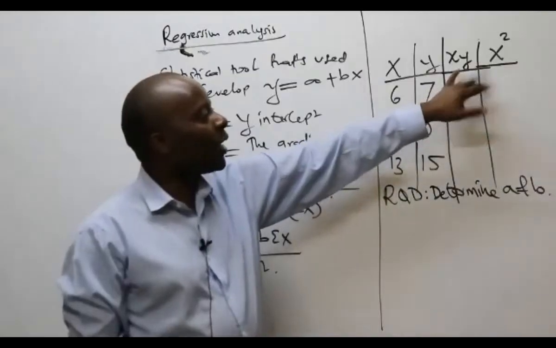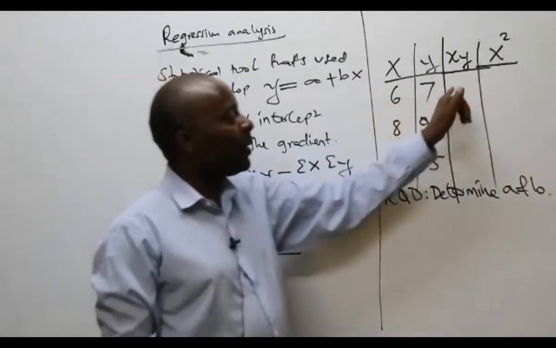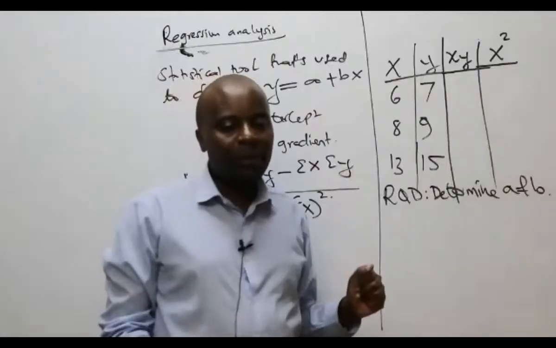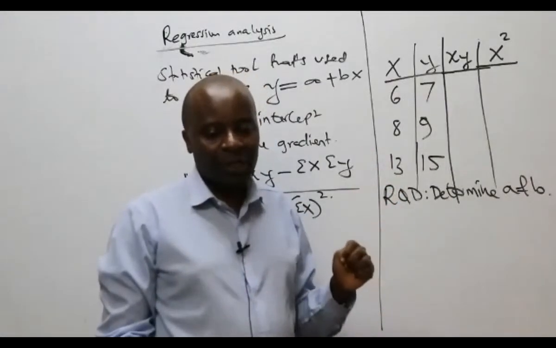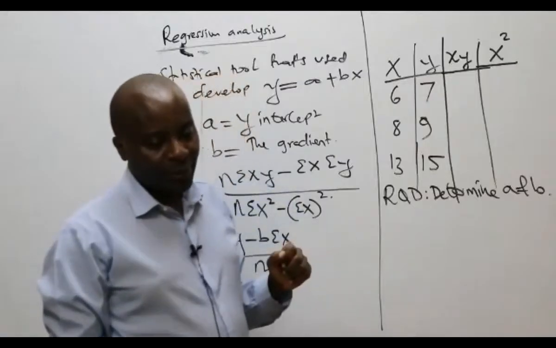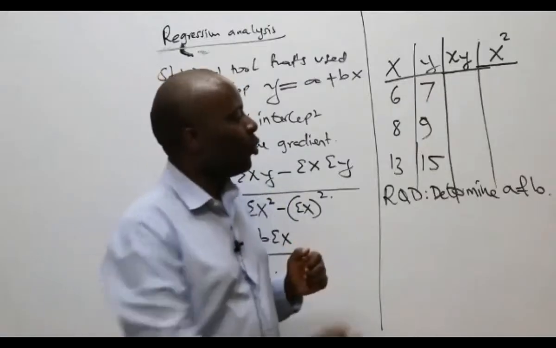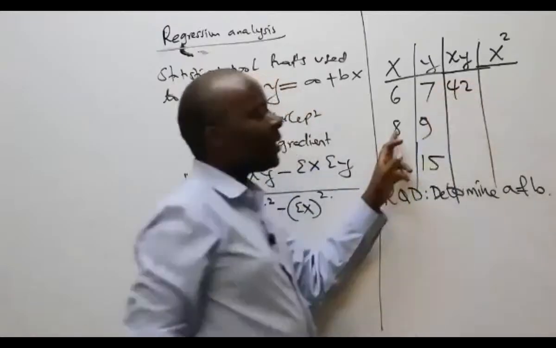So I need the column of xy first. So what is 6 times 7? Please give me the multiples. Somebody give me the multiples. 42. How about 8 times 9?